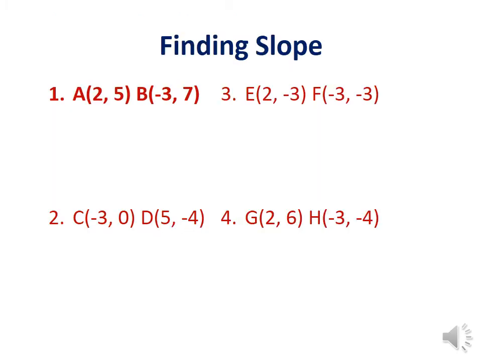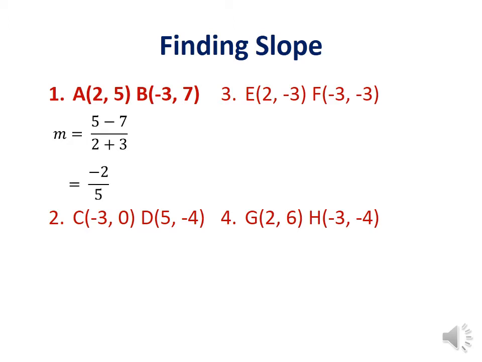First exercise, find the slope of the following lines. First line, we have A equals (2, 5), B equals (-3, 7). How do we find the slope? Using the rule y2 minus y1 over x2 minus x1: 5 minus 7 over 2 minus (-3), or 2 plus 3. Finally, the slope equals negative 2 over 5.